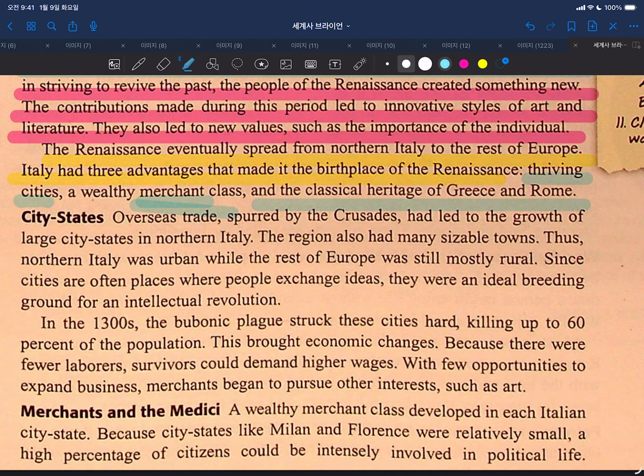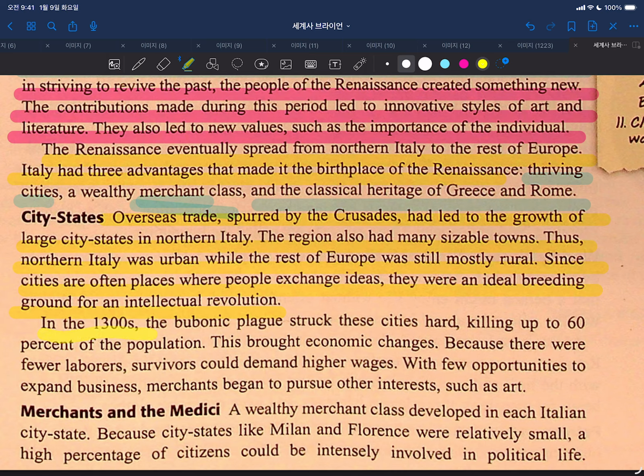City-states. Overseas trade, spurred by the Crusades, had led to the growth of large city-states in northern Italy. The region also had many sizable towns. Thus, northern Italy was urban, while the rest of Europe was still mostly rural. Since cities are often places where people exchange ideas, they were an ideal breeding ground for an intellectual revolution.